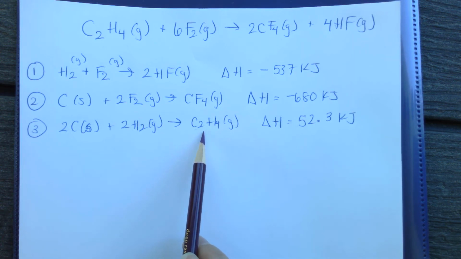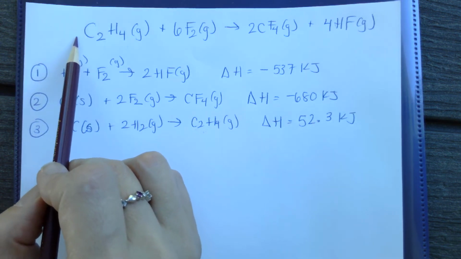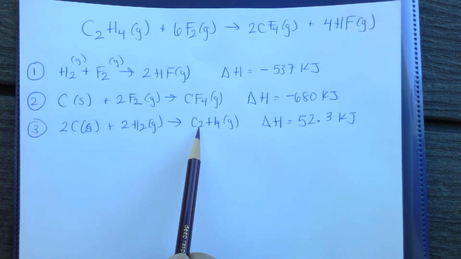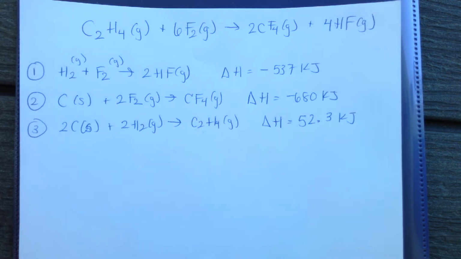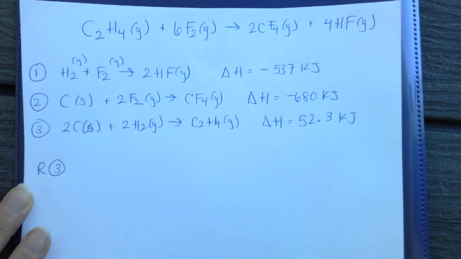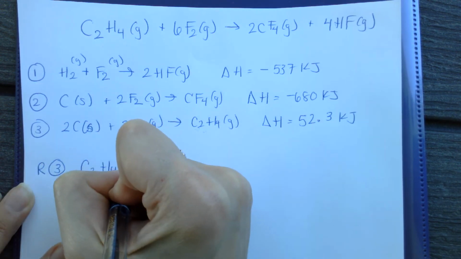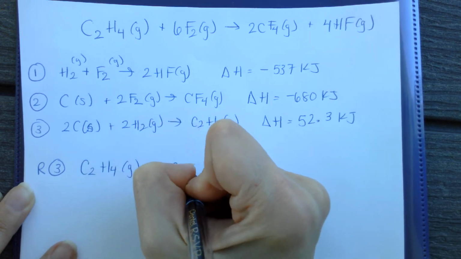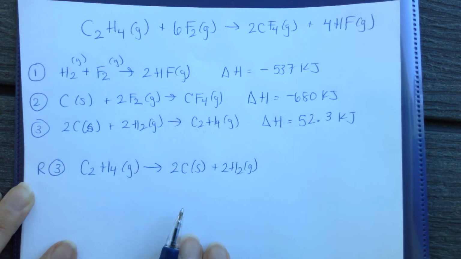So remember, the whole process of this is to try to yield this. So first of all, things need to be on their proper side. And second, they need to have the proper coefficient. So I need this to have a coefficient of 1, but I don't want it to be a product. I need it to be a reactant. So I know when I do this, I'm going to reverse reaction 3. I'm going to take 3 and reverse it to get the C2H4 gas, arrow 2 carbon plus 2H2 gas set here.